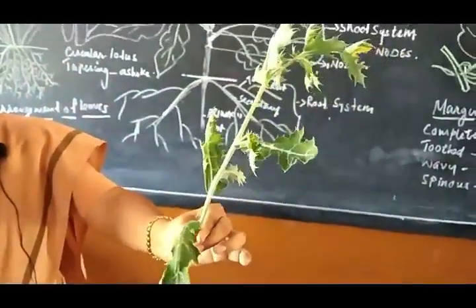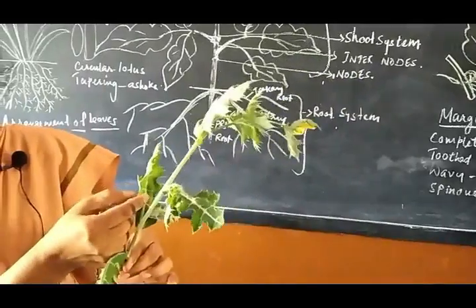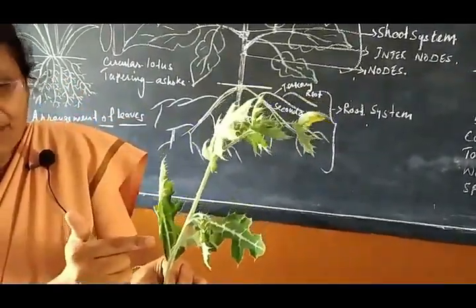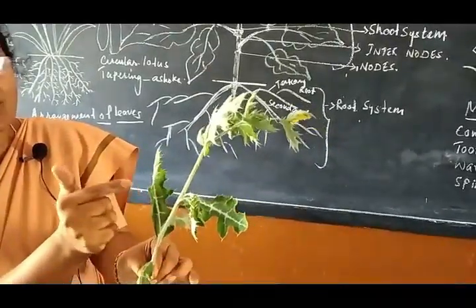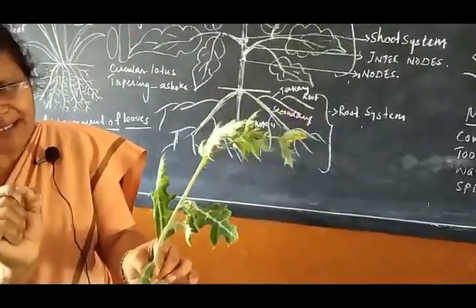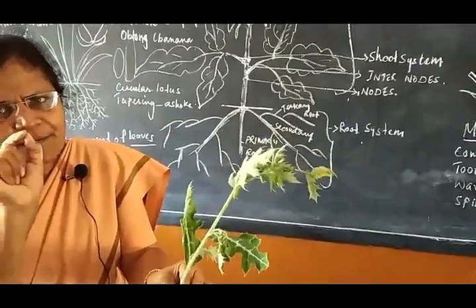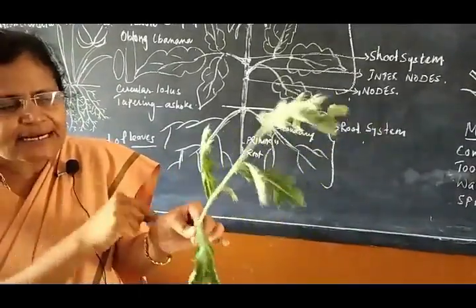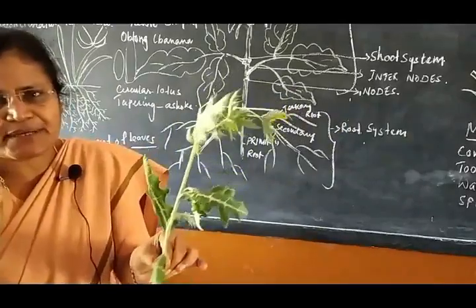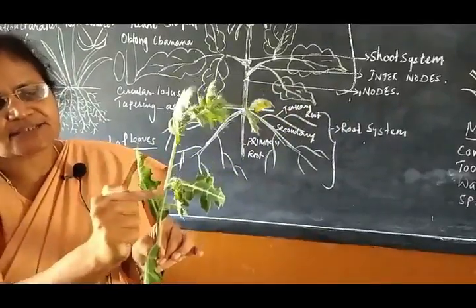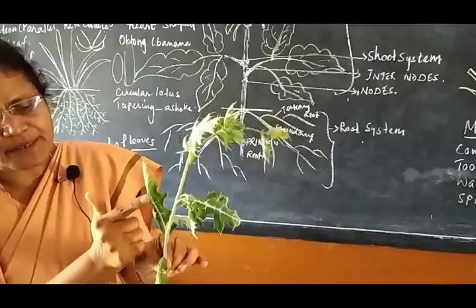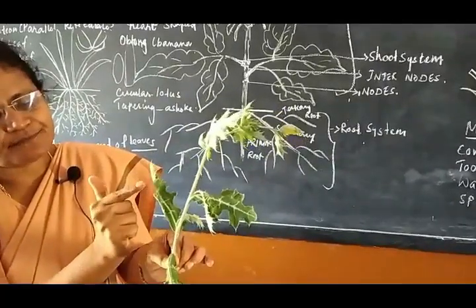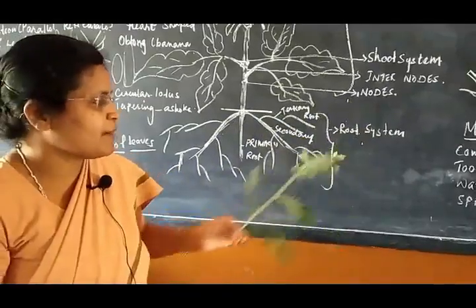So it's called a spinous leaf. Spine is nothing but a thorn-like structure present either on the stem or on the margin of the leaf. Okay, the spine is nothing but the pricking needle-like structure. So when you hold this, it pricks you. It may be present on the stem, it may be present on the margin of the leaf. Here the margin of the leaf has got spines, so it's called a spinous leaf.